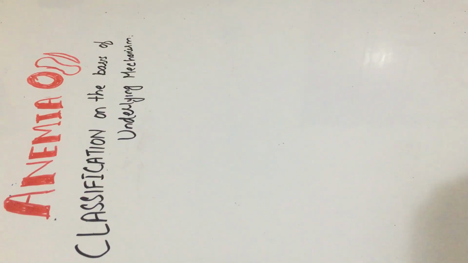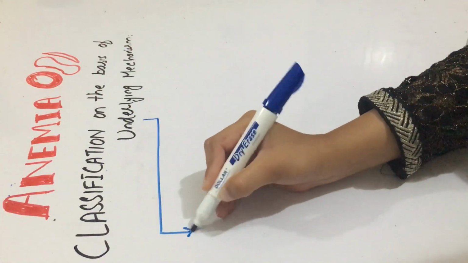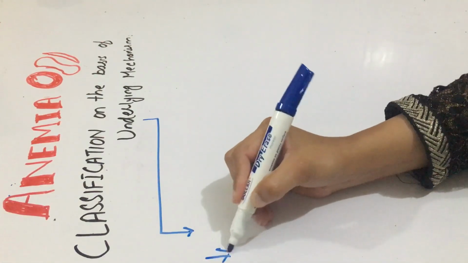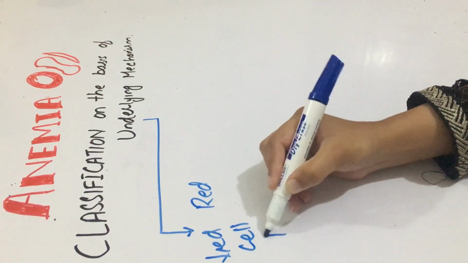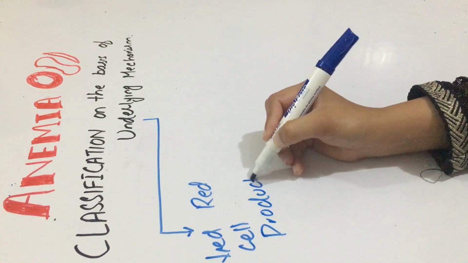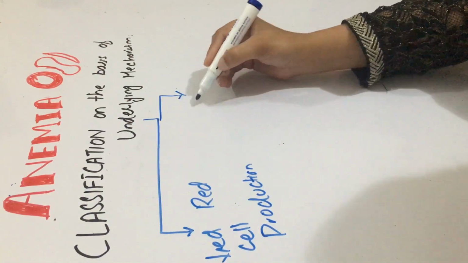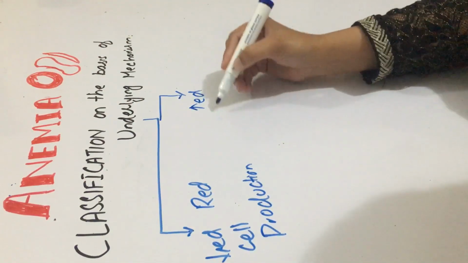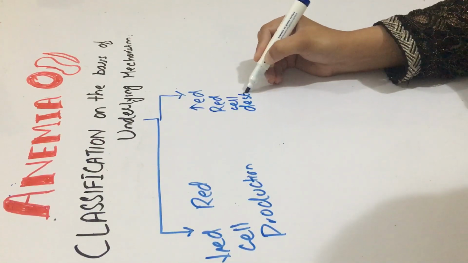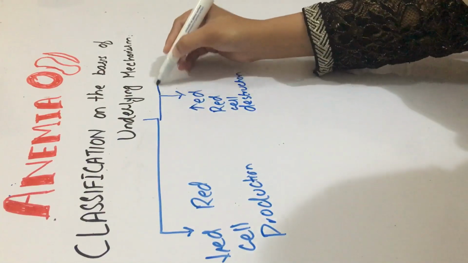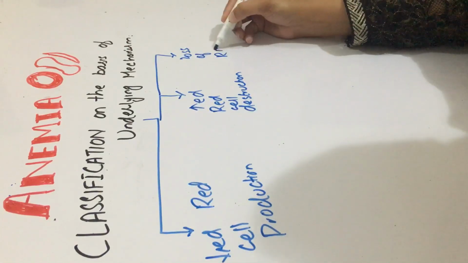Broadly, anemia could be caused by three mechanisms. What are those? Either there is decreased red cell production, or there is increased red cell destruction, or there could be the loss of RBCs, blood loss.